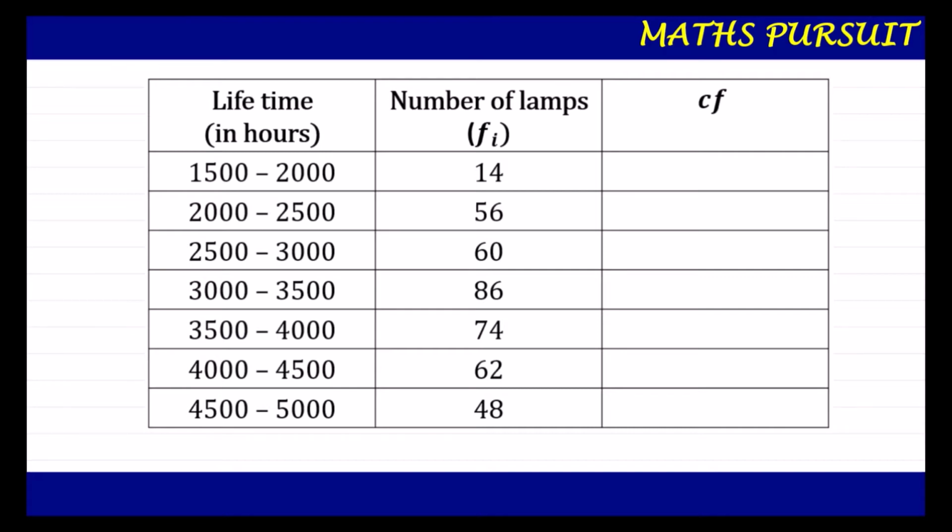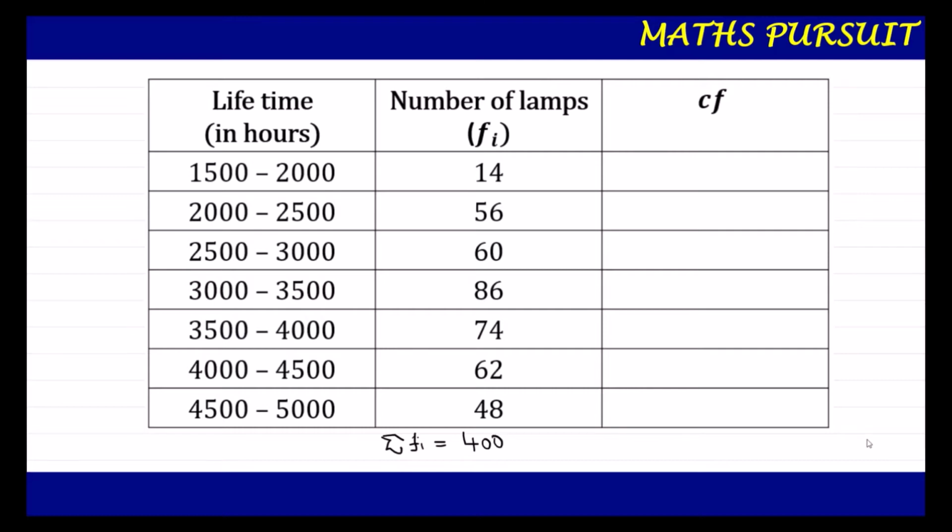Immediately after getting this type of data, we are first going to find the sum total of the frequency. We need to add all these figures and calculate the sum total of the frequency. So here the sum total of the frequency will come to 400.